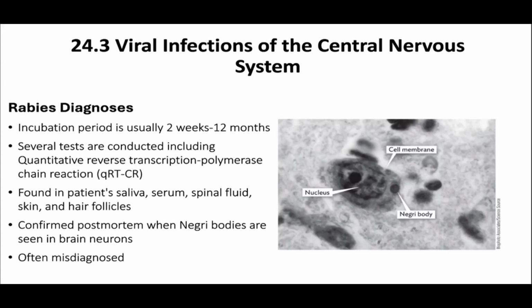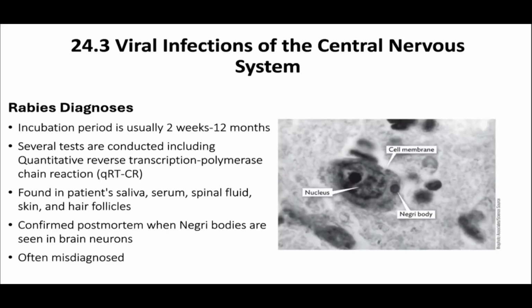Rabies. The incubation period is usually 2 weeks to 12 months. Several tests are conducted, but the main one is quantitative reverse transcription polymerase chain reaction, otherwise known as qRT-PCR. During this test, they look in patients' saliva, serum, spinal fluid, skin, and hair follicles to find the rabies antibodies. This can usually be confirmed post-mortem when the Negri bodies are seen in brain neurons.